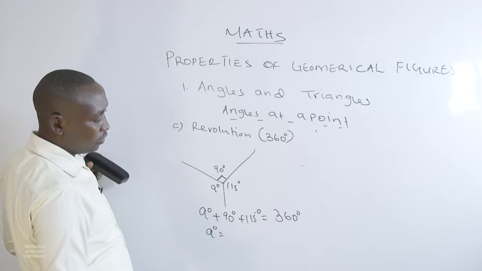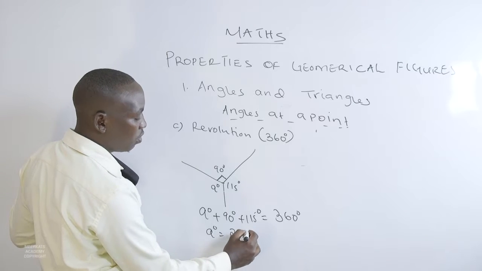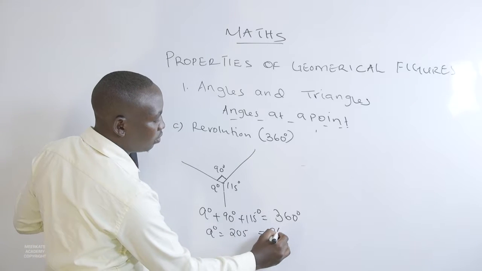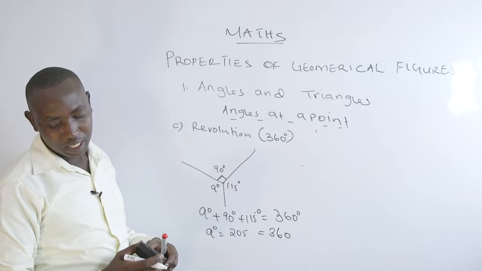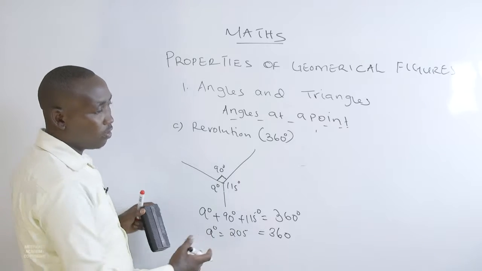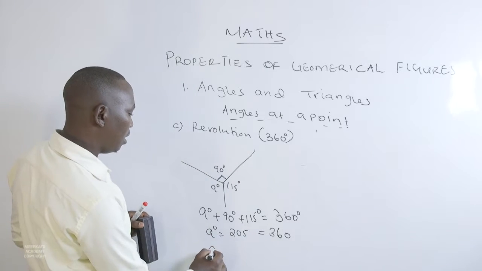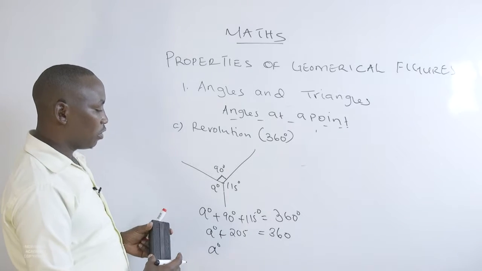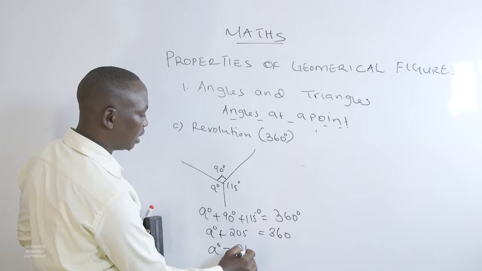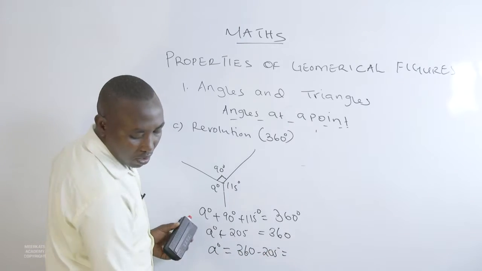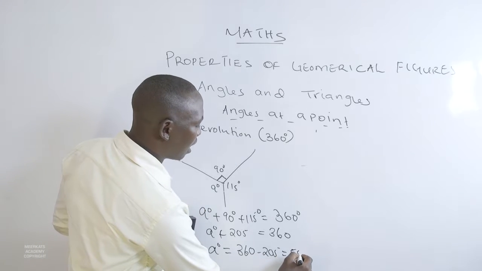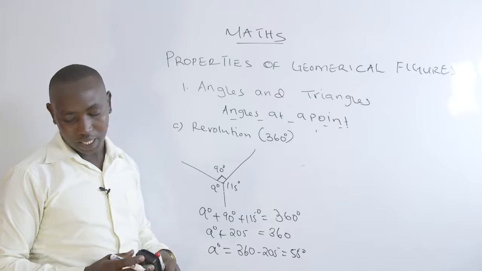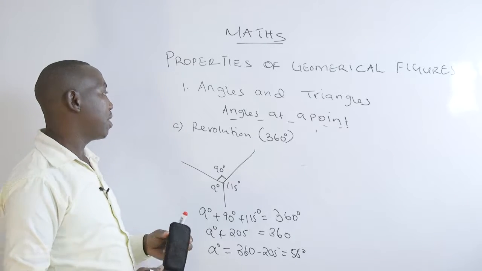90 plus 115 will give us 205, which is equal to 360 degrees. Then, of course, we group the like terms together. That will be 360 subtract 205, which will give us 55 degrees. And this tells us that our missing angle there is 55 degrees.